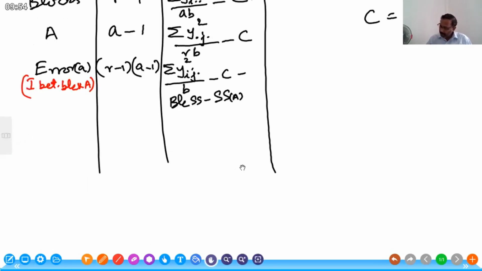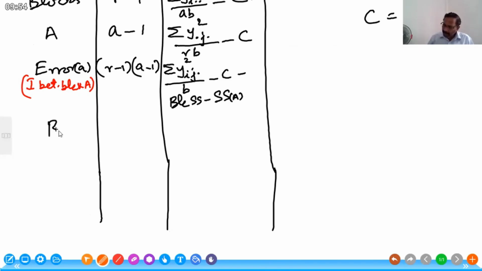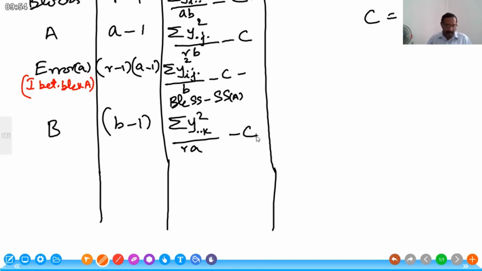Then we go for the next one, factor B. So the degrees of freedom is obviously b minus 1. The sum square is also easy. That is y dot dot k square divided by ra, minus c.